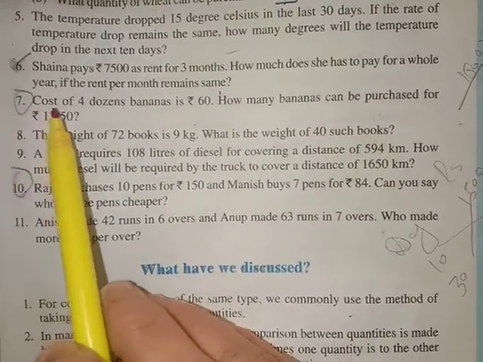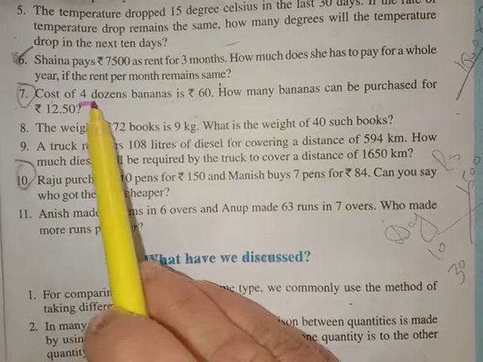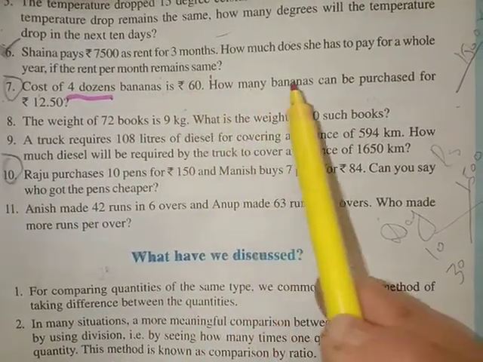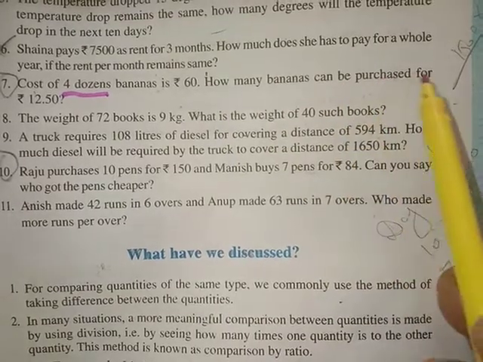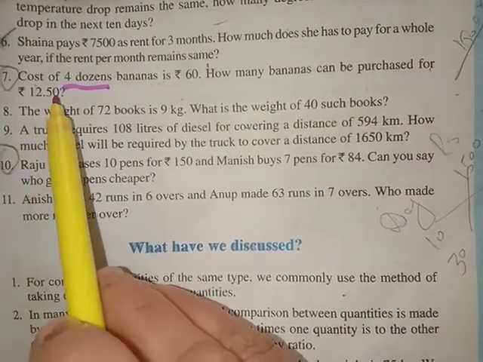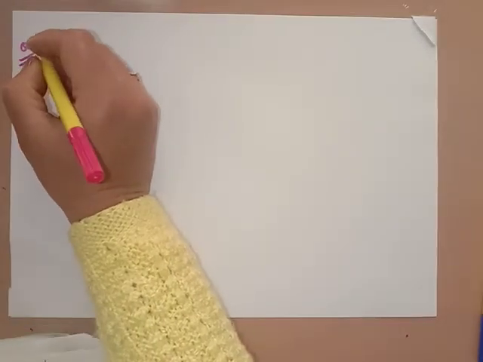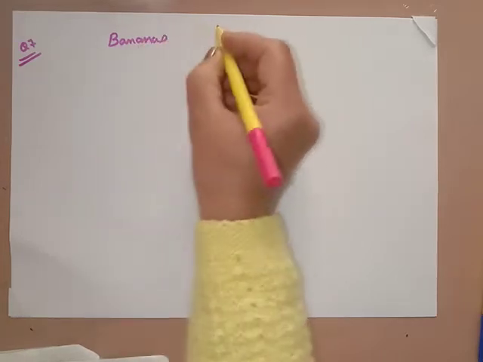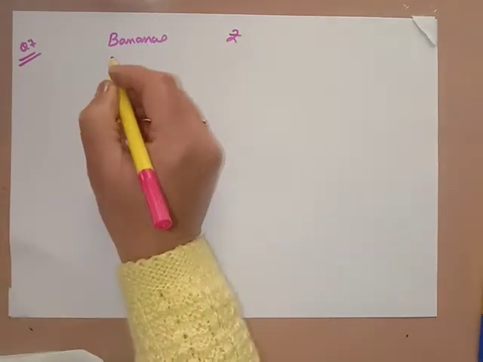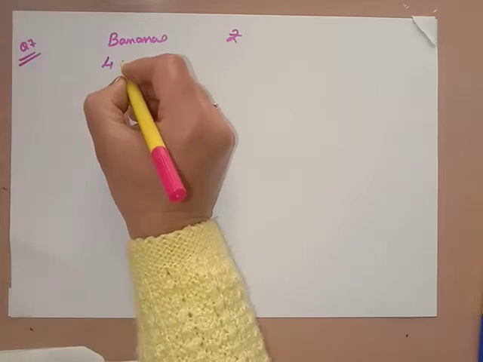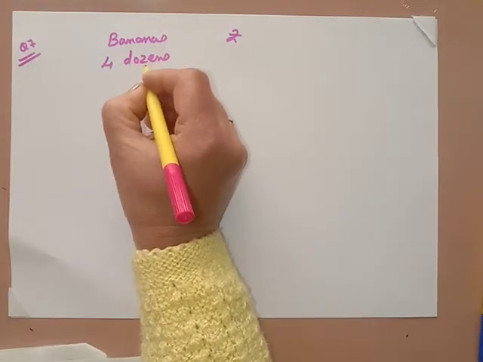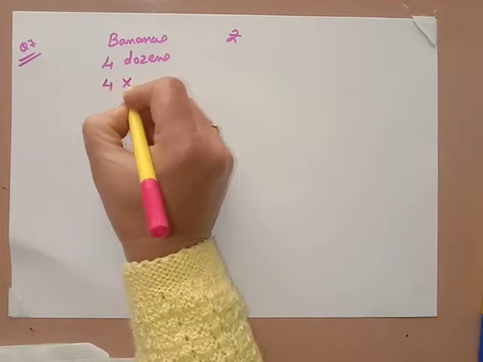Question 7. Cost of 4 dozen bananas is rupees 60. How many bananas can be purchased for rupees 12.50? Question 7. Information is given about bananas and the rupees is given, 4 dozen. How many are there in one dozen? 12. So I will write 4 into 12.